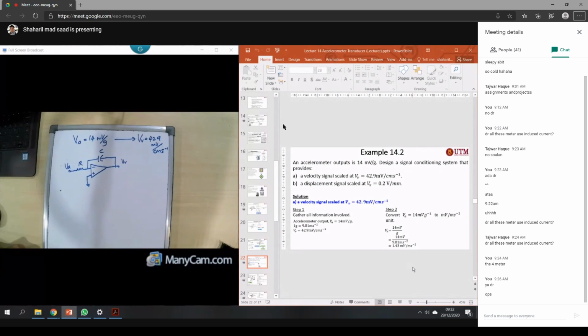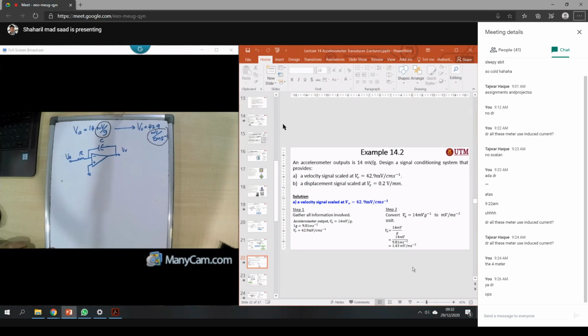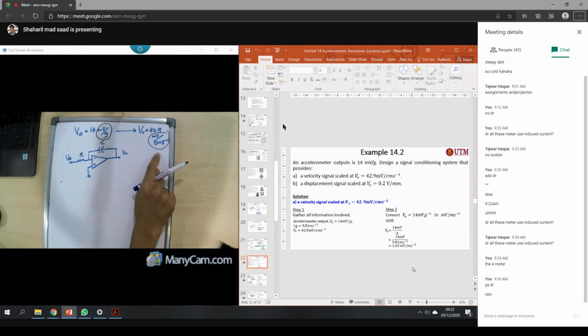So the most important thing is your unit here. It needs to be in terms of the same unit. So let's do this one. First, you need to convert from G, then convert in terms of meter per second. Make sure that when you have centimeter or millimeter, you convert it into the standard unit.